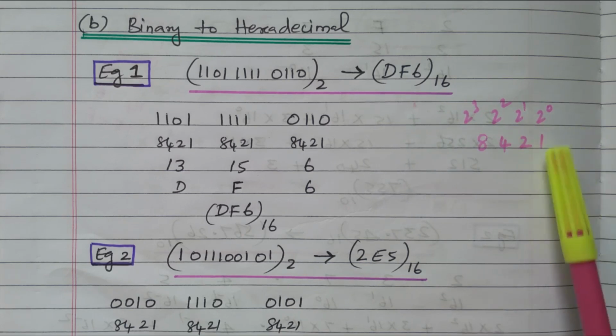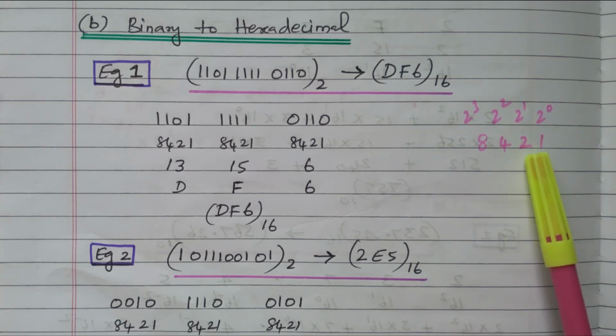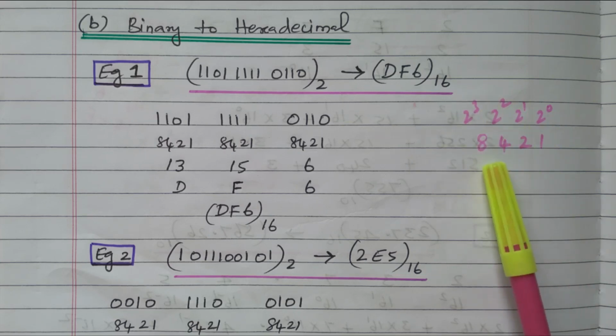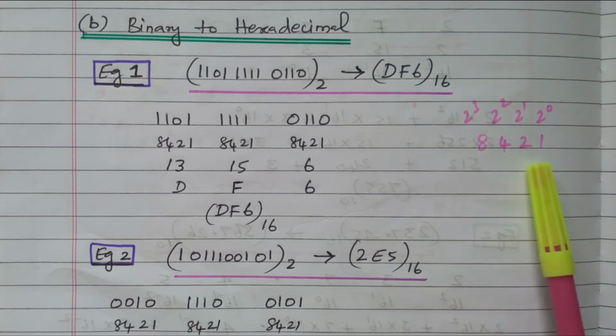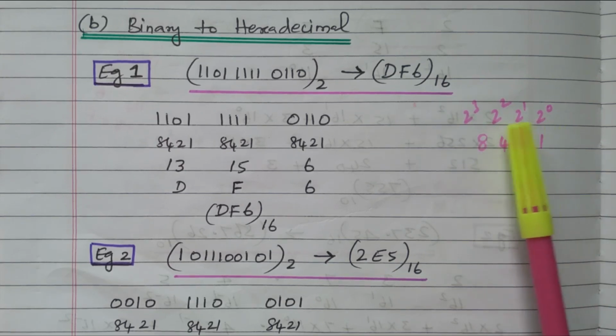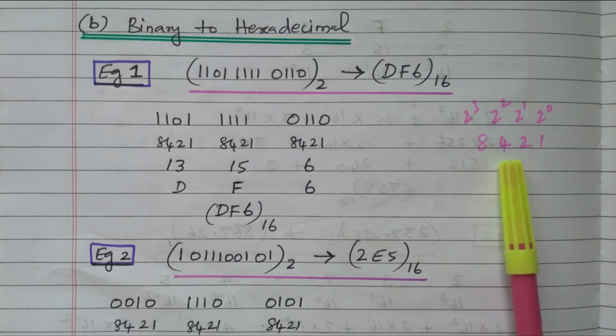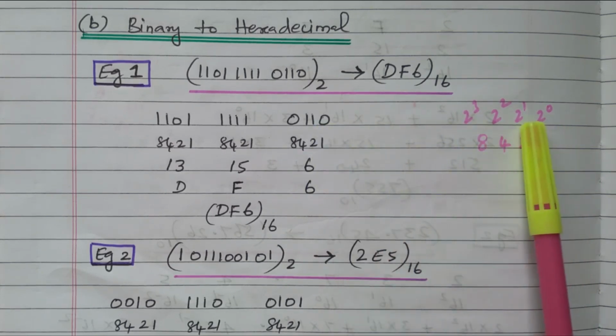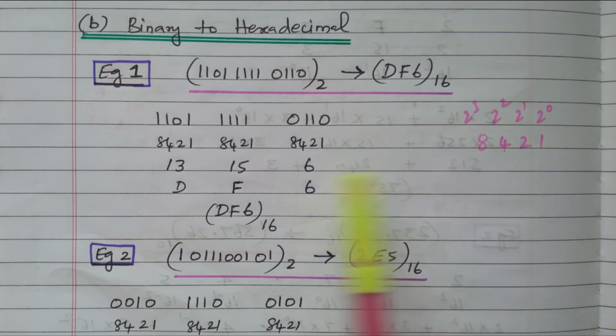2 to the power 0 means 1, 2 to the power 1 means 2, 2 to the power 2 means 4, 2 to the power 3 means 8. So the weightage is 8421, which comes from 2 to the power 0, 1, 2, 3. We can multiply with this 8421. This is the normal method: 0 into 2 to the power 0, 1 into 2 to the power 1. But for simplification we can write 8421.